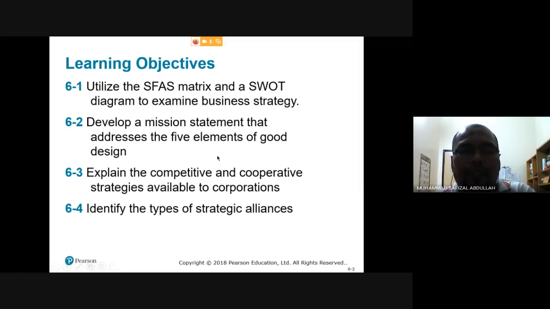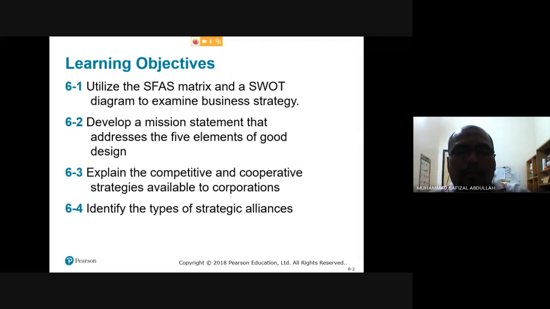Yeah, a mission statement that addresses the 5 elements of good design. What should a mission statement convey? What is the characteristic of a good mission statement? All right. That is our discussion on 6.2.